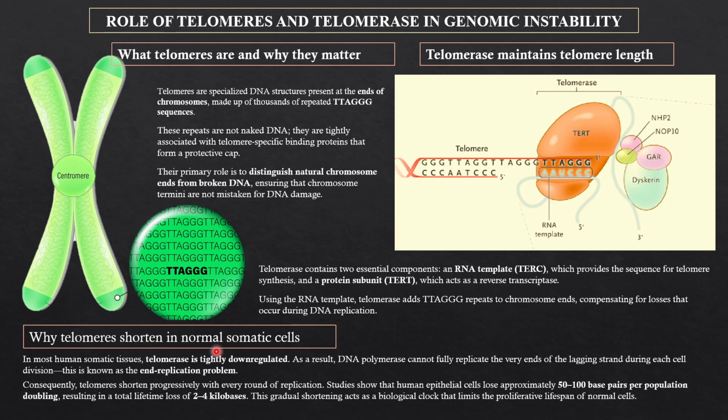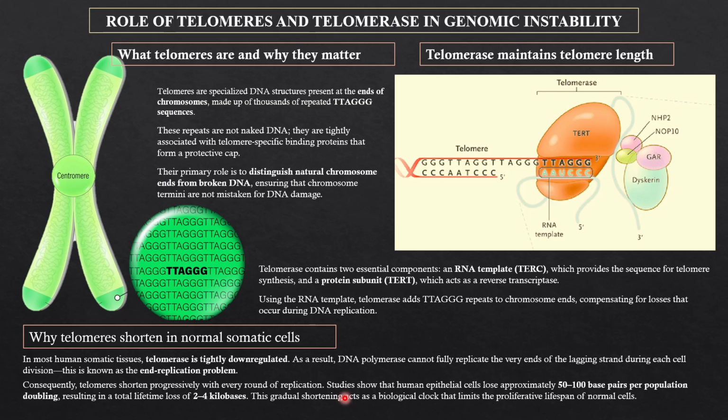Now, why is telomere shortening normal in somatic cells? In human somatic cells, telomerase is tightly downregulated, and as a result, the DNA polymerase cannot fully replicate the very ends of the lagging strand during each cell division, and this is known as the end replication problem. As a result, the telomere shortens progressively, and with every round of replication it keeps on shortening.